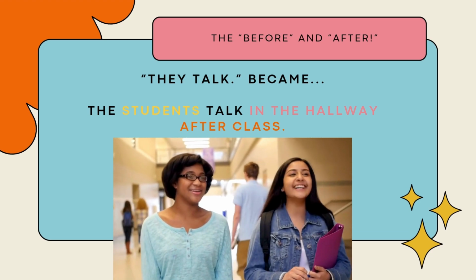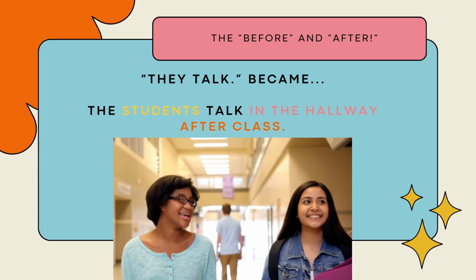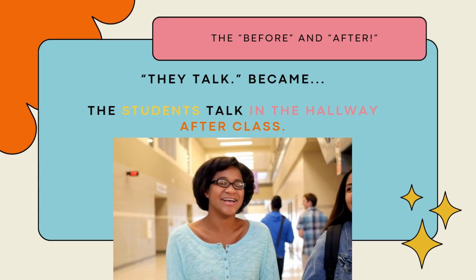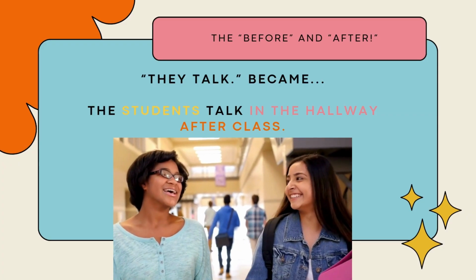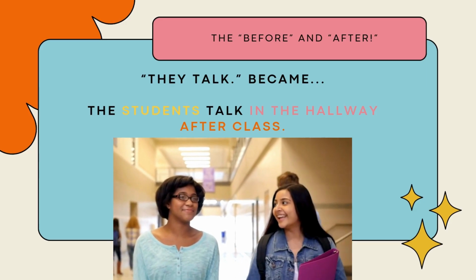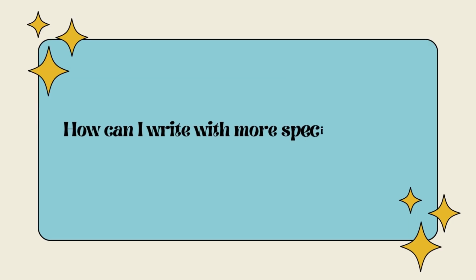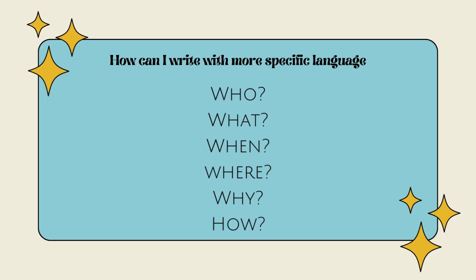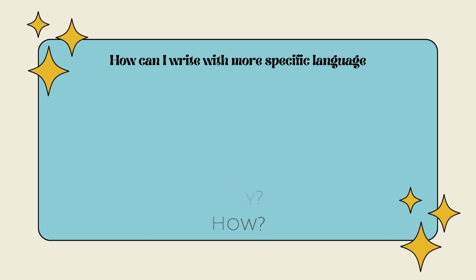Here you can see the before and after. They talk became the students talk in the hallway after class. This is way more specific and gives more detail. So, how can I write with more specific language? We can use question words to help us give more details, like who, what, when, where, why, and how.